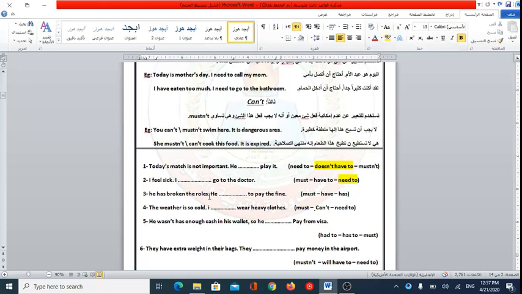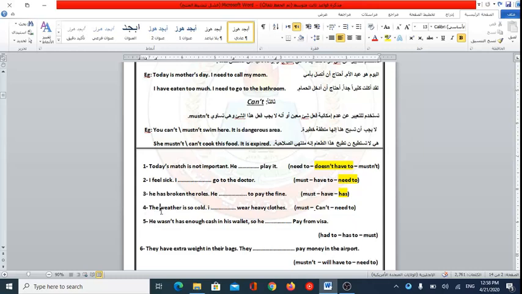He has broken the rules. He has to pay the fine. He, yes, right, have or has. We will not use must because must isn't followed by to. So he have to or has to. It's singular here. So yeah, has to. He has to pay the fine.